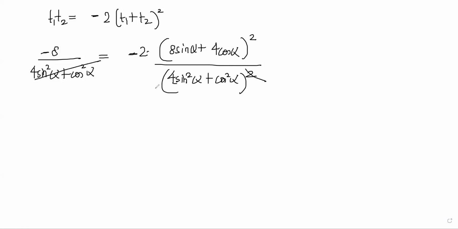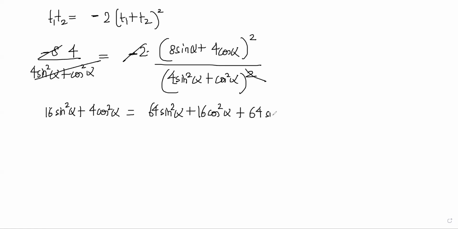So this cancels here, the square goes away, this cancels here, this becomes 4, and you are getting 4 times 4, so 16 sine square alpha plus 4 cos square alpha is equal to 64 sine square alpha plus 16 cos square alpha plus 64 sine alpha cos alpha. If you simplify, it becomes 48 sine square alpha plus 12 cos square alpha plus 64 sine alpha cos alpha is equal to 0.